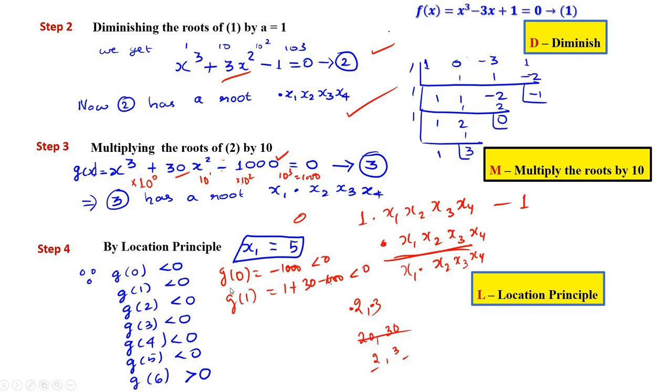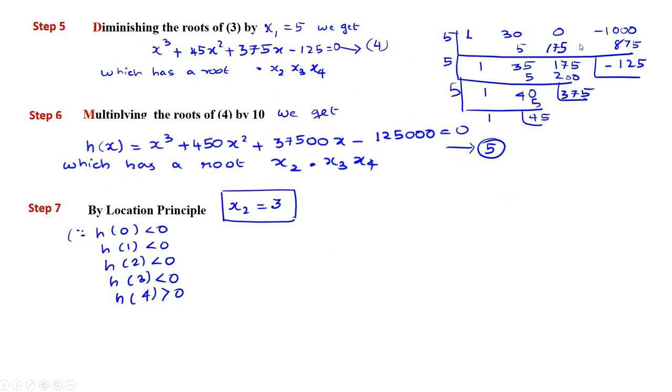So next, L is over. Next we have to diminish the roots of which equation? This equation, by 5. When you diminish the roots of that equation by 5, this is what we get. And here we have 145x squared, 375x minus 125 equal to 0. Name that as equation 4. Now this equation has roots point x2 x3 x4 because we have diminished the roots by x1. Right, so x1 there is 5.